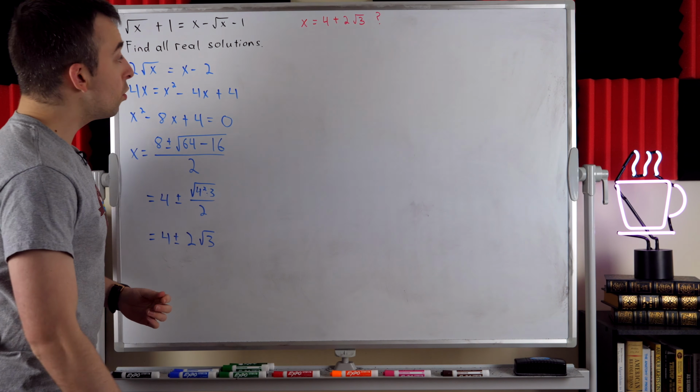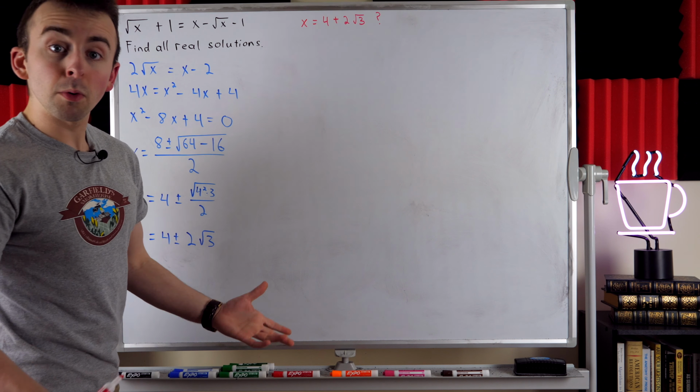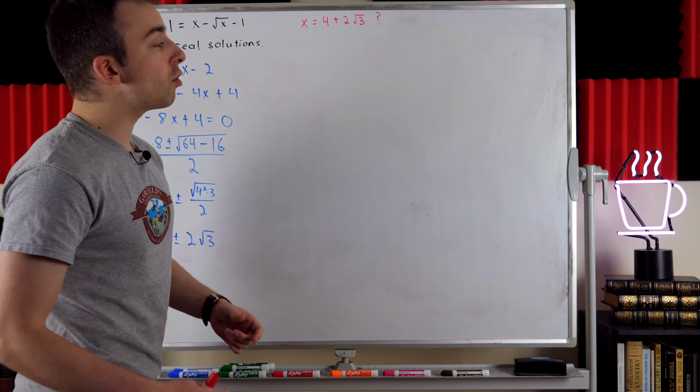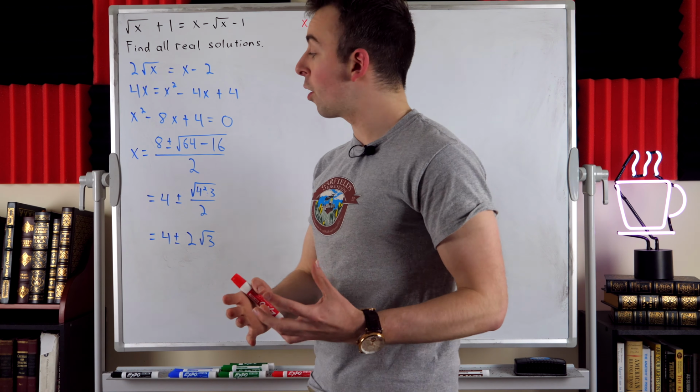And so we have 2 possible solutions to this equation. x equals 4 plus 2 root 3, and x equals 4 minus 2 root 3. They could both be solutions to the equation, but we have to check. We've got to take each one and plug it back into the original equation to see if it works.